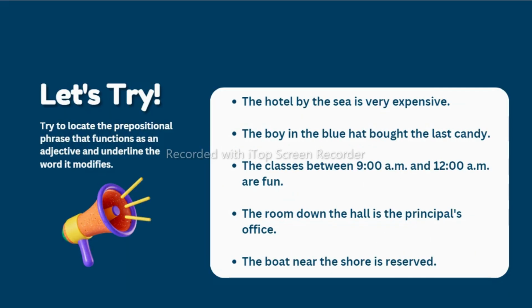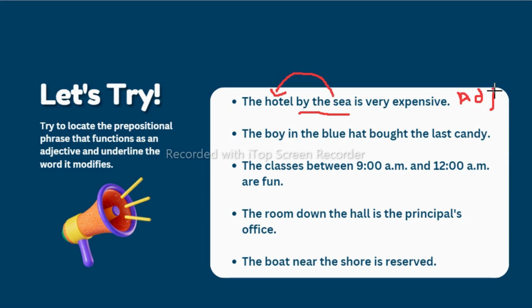Now let's try to locate the prepositional phrase that functions as an adjective and underline the word it modifies. So here, first you have to see the prepositional phrase. Where do we have the prepositional phrase here? By. By is the preposition and the sea is the object. So this is our prepositional phrase. By the sea. What do we have by the sea? We have a hotel by the sea. So this prepositional phrase modifies hotel, and hotel is a noun. That's why it's an adjectival prepositional phrase.